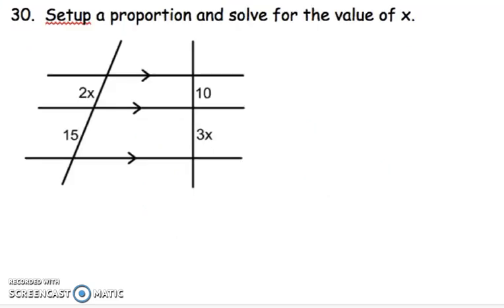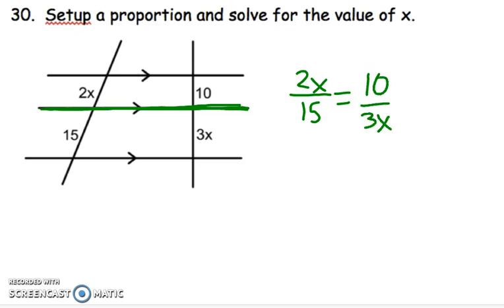Number 30. Set up a proportion and solve for the value of x. Since we have three lines that are parallel, we can go ahead and highlight this middle line right here, and it'll help us set up our proportion. So on the left-hand side of our proportion, it's going to be 2x over 15. We're going to set it equal to the right side of the proportion. That ratio is going to be 10 over 3x.